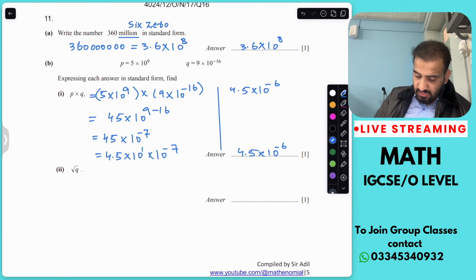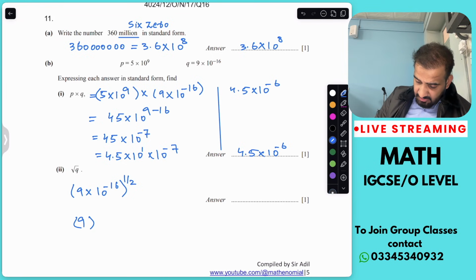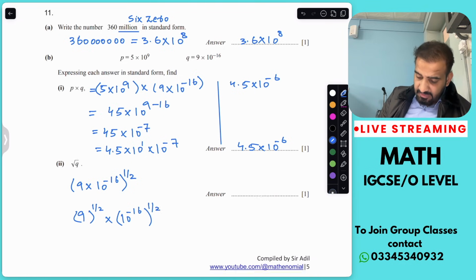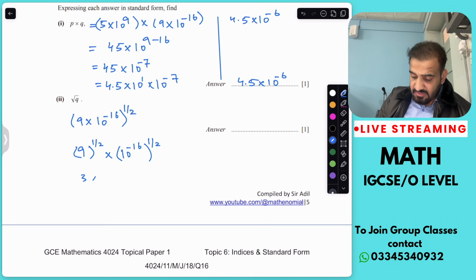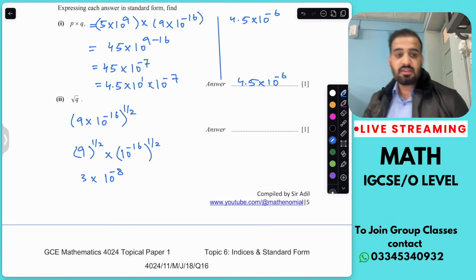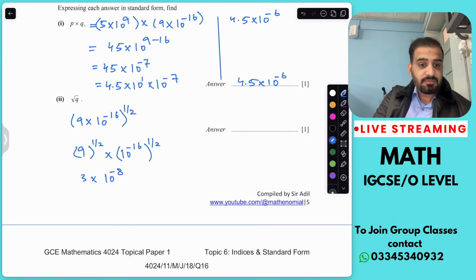Square root of q. Where is square root of q? Square root means 1 over 2. Okay. So 9 cross 10 raised to power minus 16 whole power 1 over 2. So you know that if you split this 1 over 2 on 9 cross 10 raised to power minus 16, it will become 9 raised to power 1 over 2 means square root of 9. That is 3 cross 10 raised to power minus 8 because 16 over 2 is just 8. That's it.